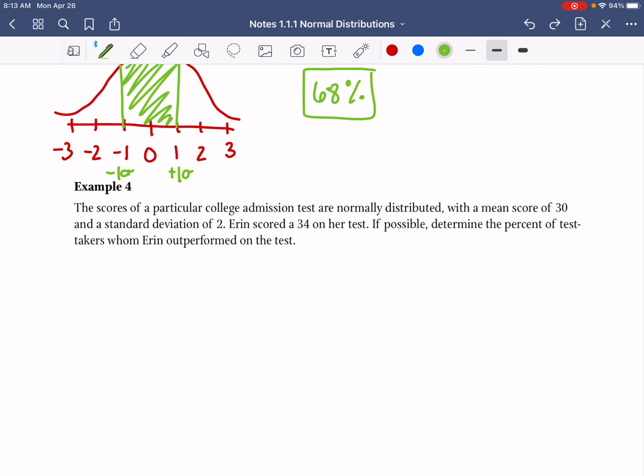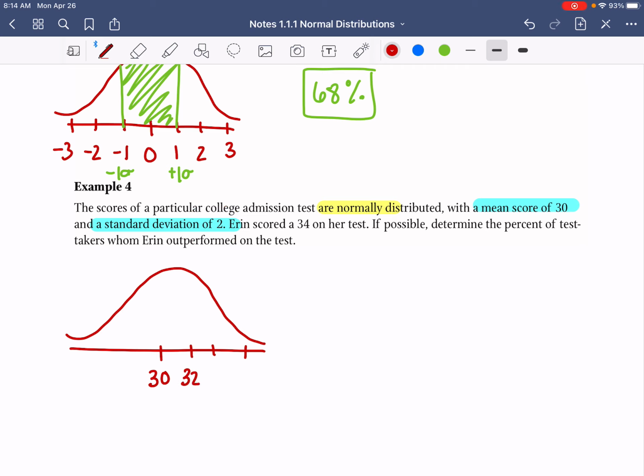All right, last one. It says the scores of a particular college admission test are normally distributed. So we see that normally distributed. Has a mean score of 30 and a standard deviation of 2. Let's draw it first, and then we'll focus on what the question says. You put your curve, you put your mean in the middle. So my mean is 30. Then you're going to add 3 standard deviations to the right. My standard deviation is 2, so I'm going to add 2.